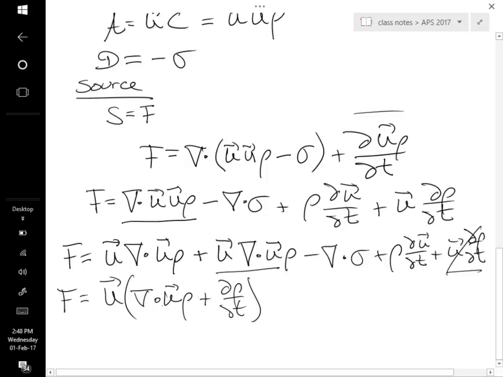So that gives me that term, and then I have this one, which is this term, minus the divergence of the stresses, and plus this term here.